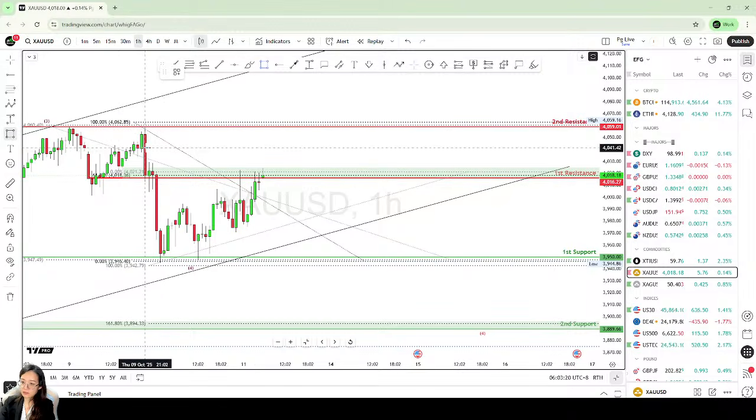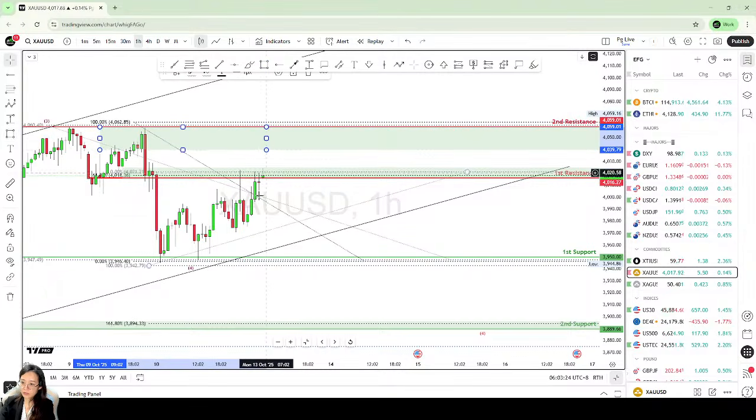First, second resistance, they have an OB here. Whenever you see the OB, you should wait for price to go into the OB and then you sell. Meaning if you sell now, you get stopped out. That is your second sell at the second resistance level.